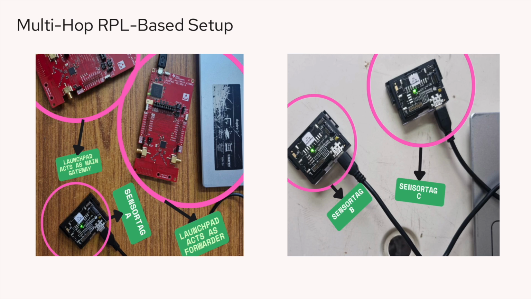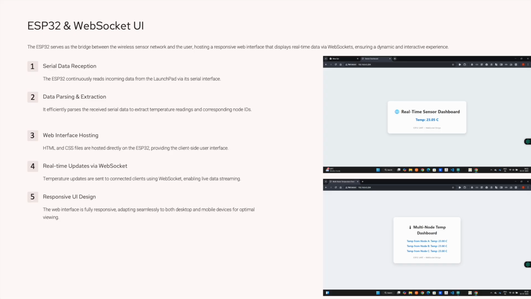And finally, after connecting with an ESP32, a web server will be hosted where the temperature data used in this project will be shown. In the single hop network, we will have this kind of dashboard where the temperature data is shown, and in the multi-hop network, this kind of dashboard will be there where multiple node sensor data will be shown.